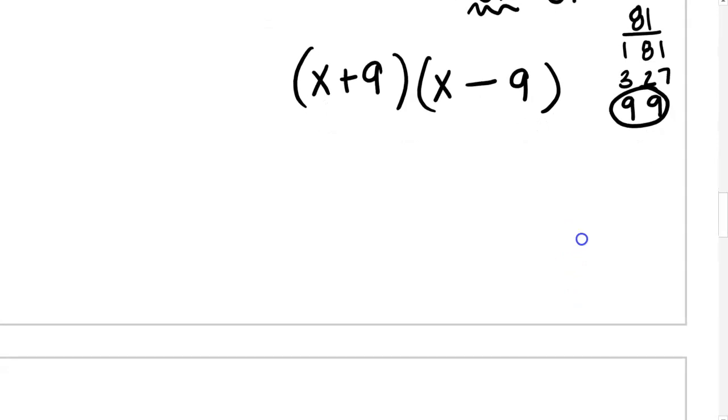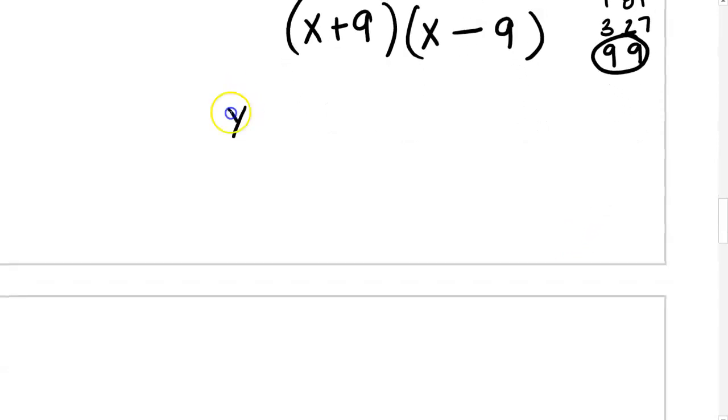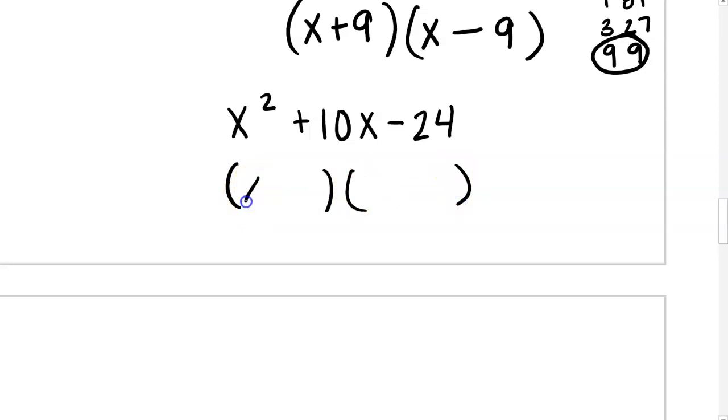Okay, let's do one more example. If I had something like x squared plus 10x minus 24, I'm going to set up my frame. I have an x here and an x here. The only way I'm going to multiply to a negative is if I have one positive value and one negative value. So my factors of 24: 1 and 24, 2 and 12, 3 and 8, 4 and 6.